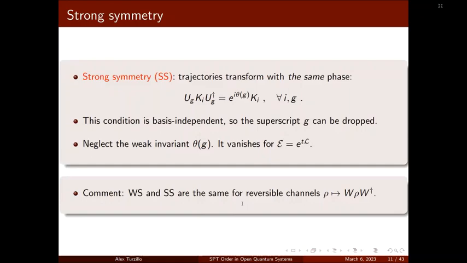Alex, quick question. Does a reversible channel necessarily mean a single unitary? No, wait, that's okay. Reversible is the wrong word here. Oh. Yeah.